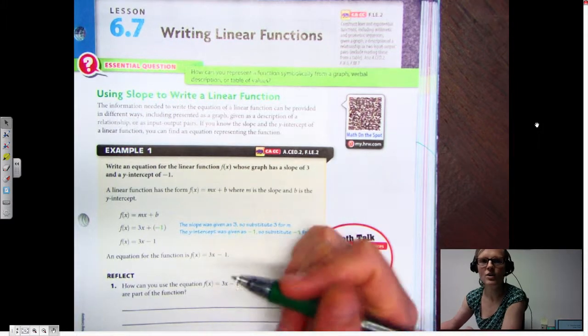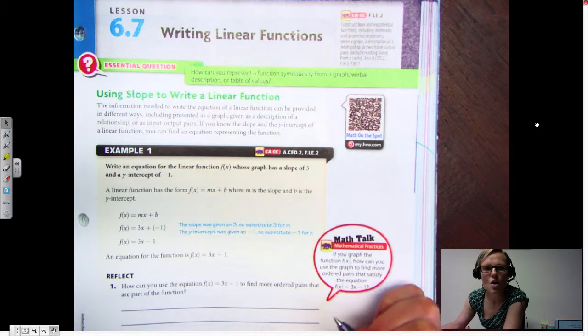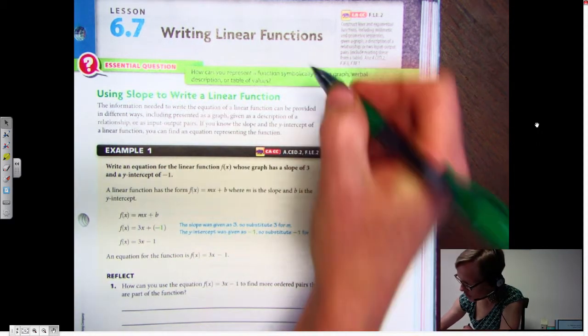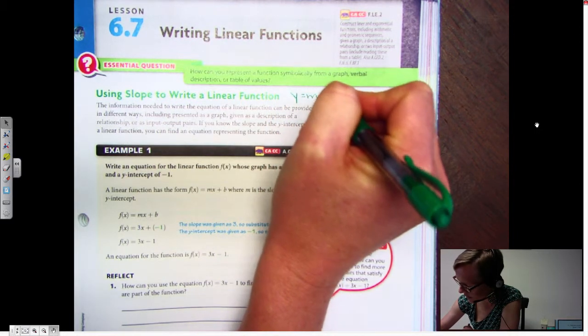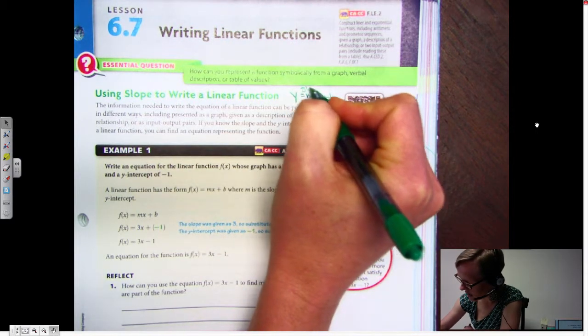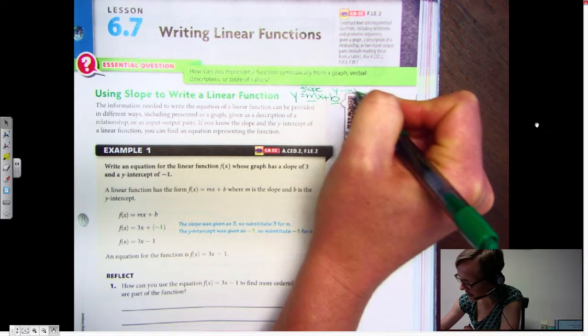Okay, algebra. We are doing lesson 6-7 today, writing linear functions. We are going to be using slope to write a linear function. So this is the slope-intercept form we've been talking about, where the m is the slope and the b is the y-intercept.